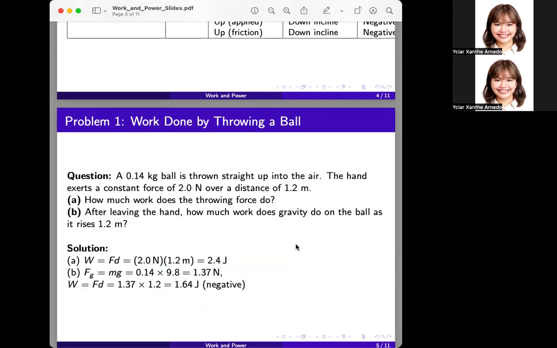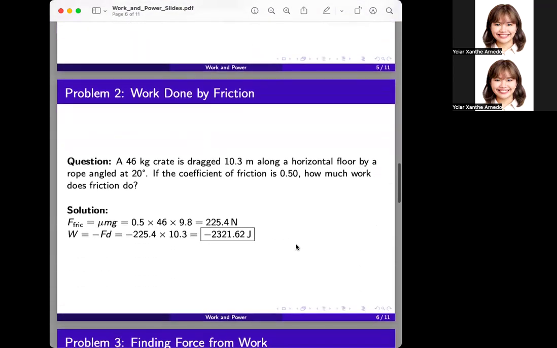Now let's move on to the second problem, work done by friction. In here, we're asked, how much work did the friction do horizontally when movers pushed a 46-kilogram crate 10.3 meters across a rough floor without acceleration if the effective coefficient of friction was 0.50? So again, we're given the mass, 46 kilograms. The displacement is equal to 10.3 meters. And the coefficient of friction is 0.5.